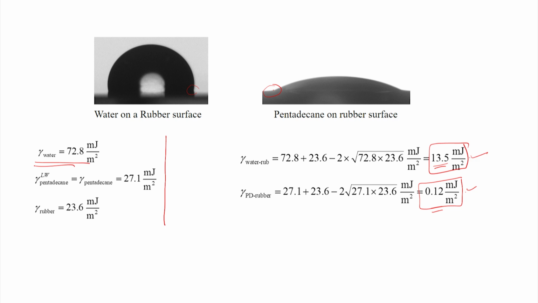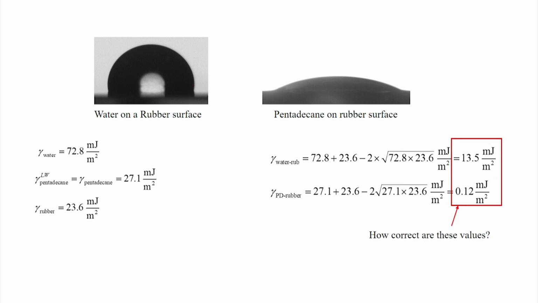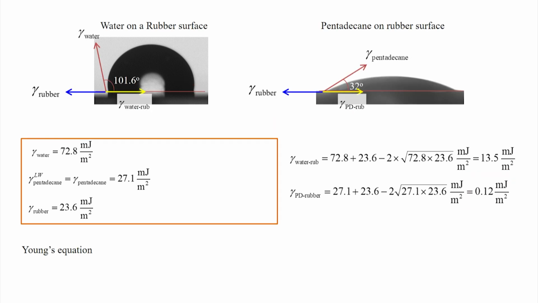We have to consider the actual value, which we call the total value of the surface tension energy. But how correct are these values, we would like to know that. So how do I do it? I will come to that once again, what is known as Young's equation. Young's equation will be given here as gamma rubber, which will be equal to gamma water cos theta plus gamma water-rubber interfacial energy.